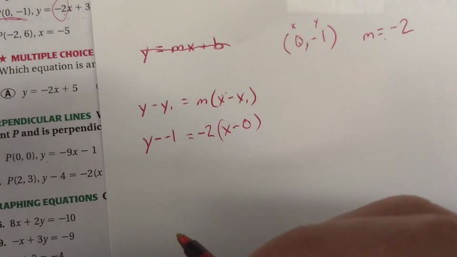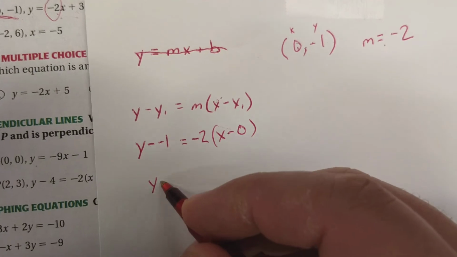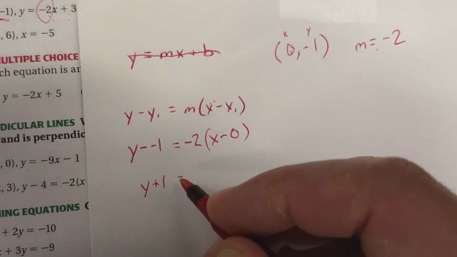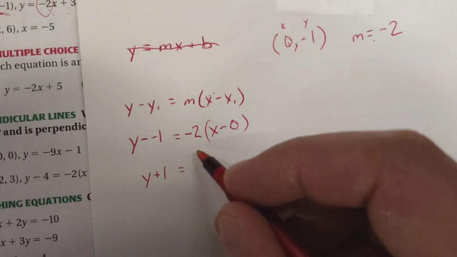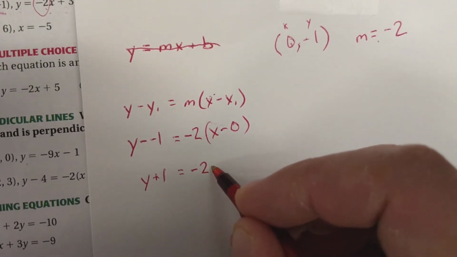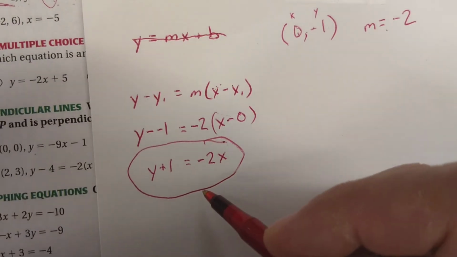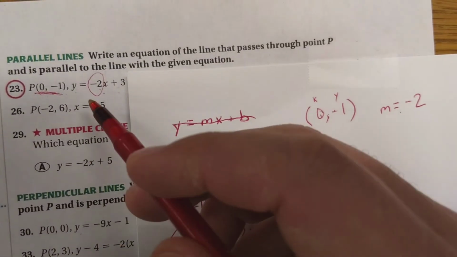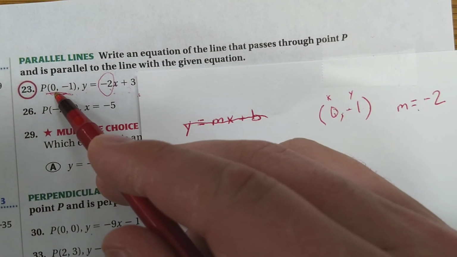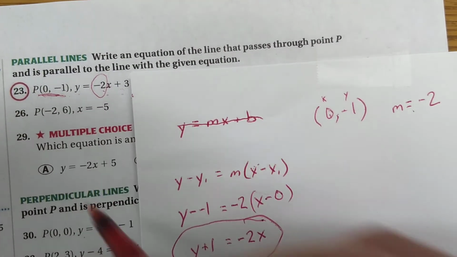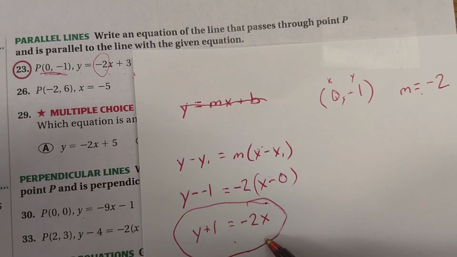I'd clean that up a little bit. I don't like seeing a minus a -1, so I'm going to call that y plus 1. This minus 0 doesn't do anything, so we can just say -2x. Okay, so here's the equation of the line that we were looking for, and that should be parallel to this one, and it should go through point (0, -1). And again, I wouldn't just leave it at that, but let's graph it just to double check.